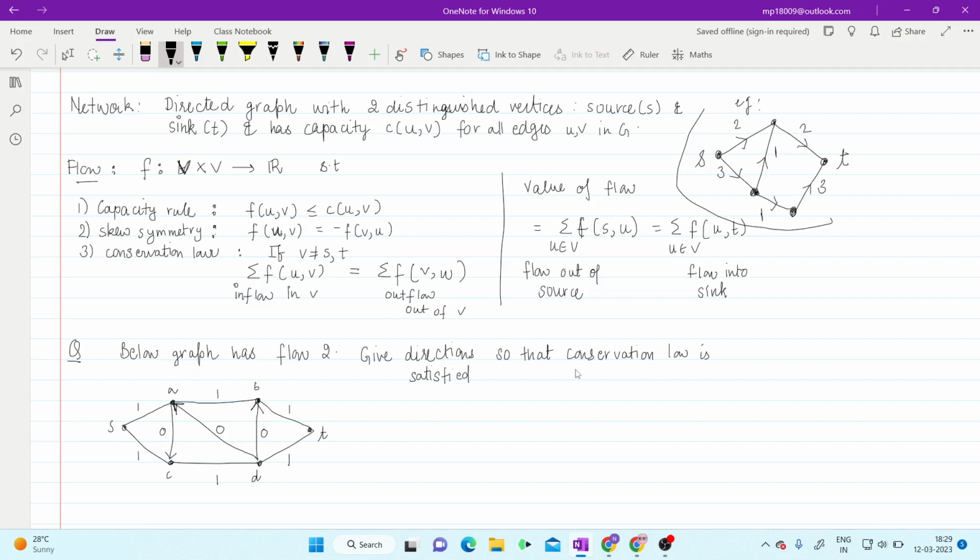Now, what is a flow? Flow is basically, you are given this network, which is a directed graph, and it has some capacities.